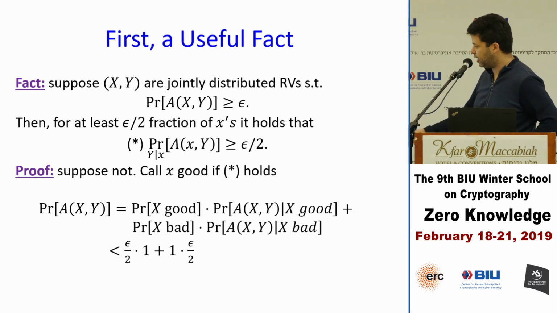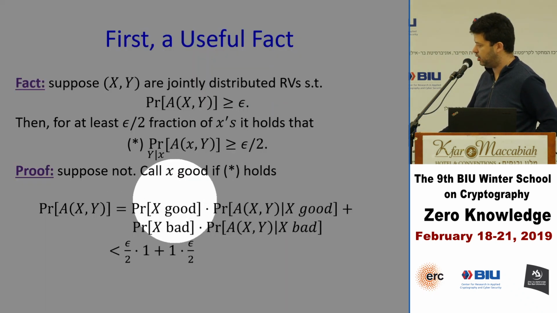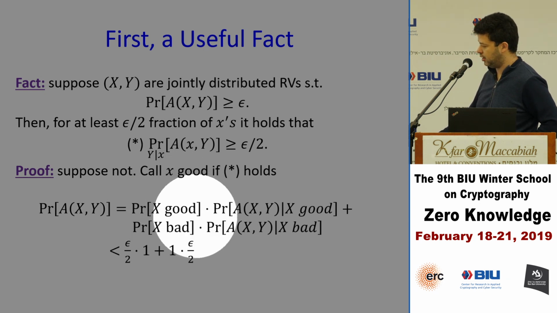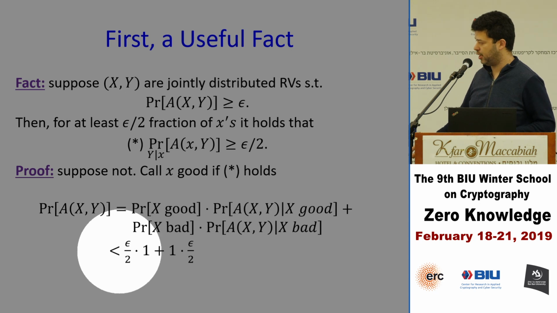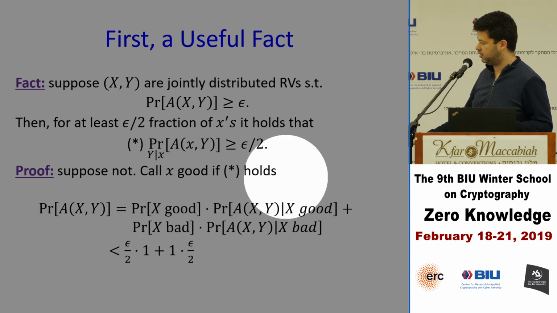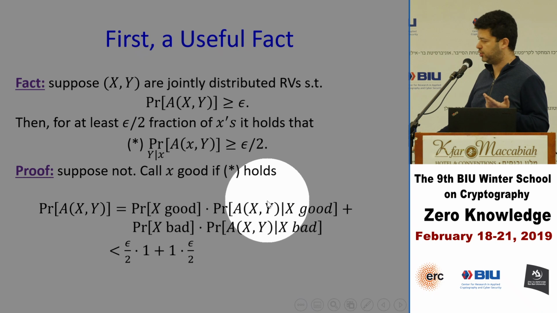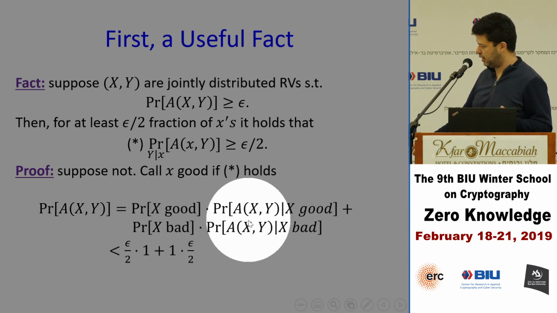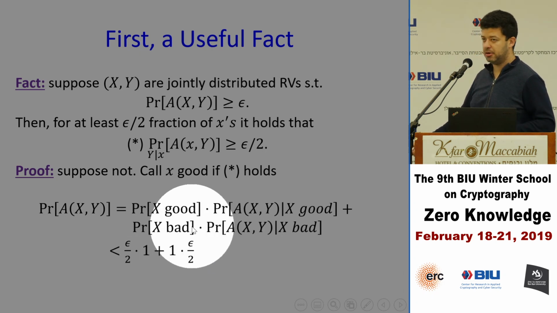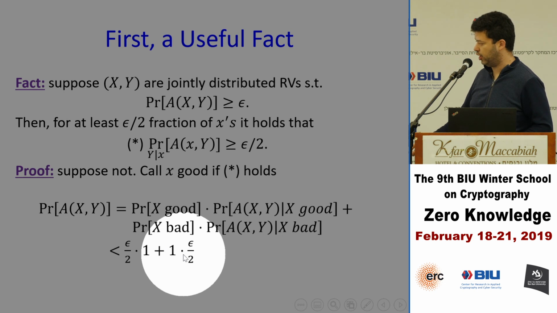Well, if you look at over here, the probability of x being good, by the assumption that we just made, is at most epsilon over 2. So I can bound that by epsilon over 2. And this is a probability of some event. It's at most 1. So I have the 1 over here. And then for the second operand, we have the probability of x being bad. Can't really control that too much, so I'm just going to put a 1 over here.